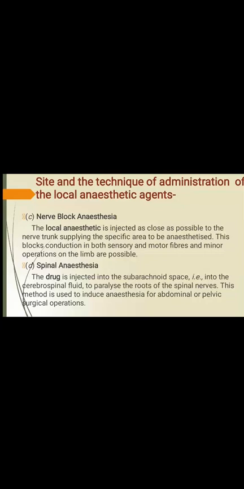Fourth one, spinal anesthesia. In this, the drug is directly injected into the subarachnoid space, that is cerebrospinal fluid, to paralyze the roots of the spinal nerves. Remember, the drug is directly injected into the cerebrospinal fluid to paralyze the roots of the spinal nerve. This method is used to induce anesthesia for abdominal or pelvic surgical operations.